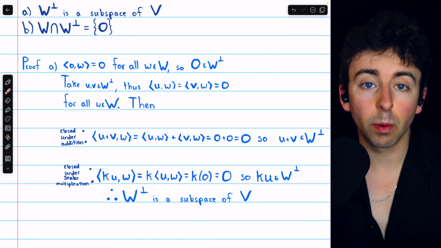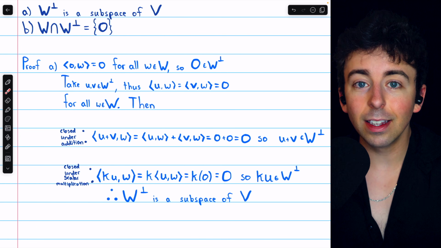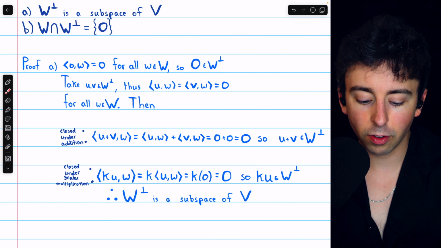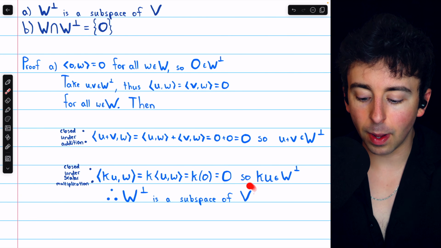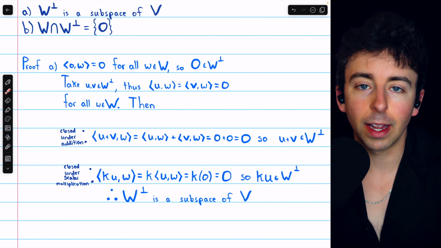So we have that the orthogonal complement of W is non-empty, it's closed under addition, it's closed under scalar multiplication, and so it must be a subspace of that inner product space V.